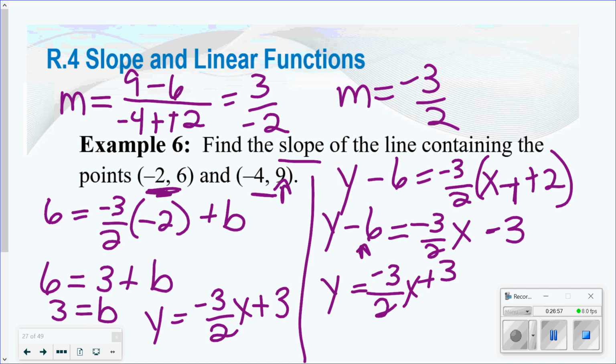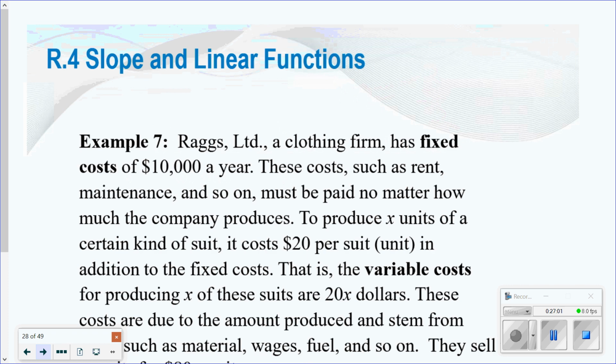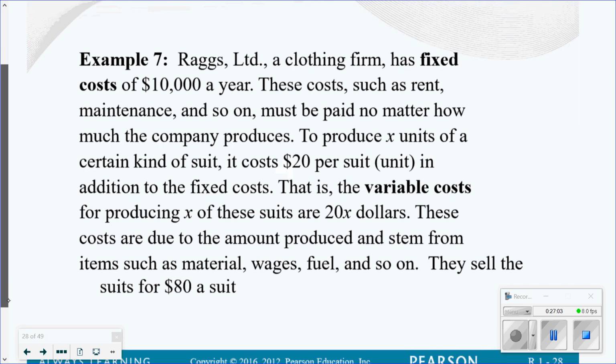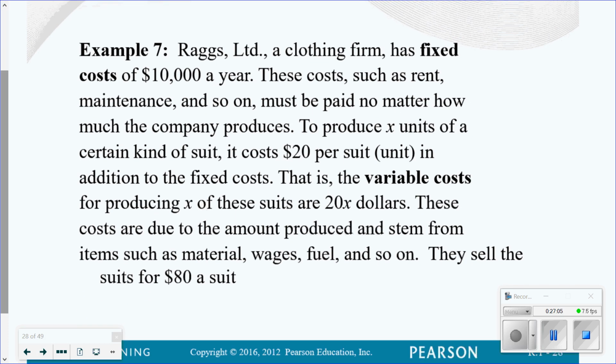So it doesn't matter which way we do it, the answer will be the same. Okay, here is a business example. So we have a clothing firm. We're going to talk about total costs, revenue, and profit. And we're going to talk about how each of those is calculated. So costs are made up of two types of costs, your fixed costs and your variable costs.